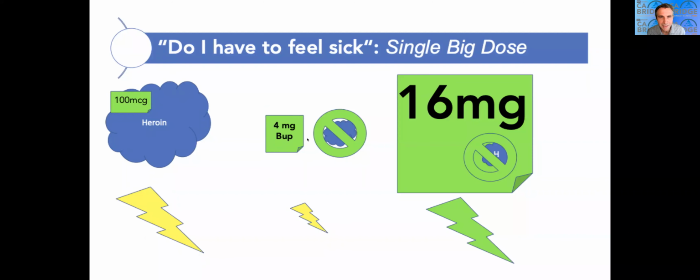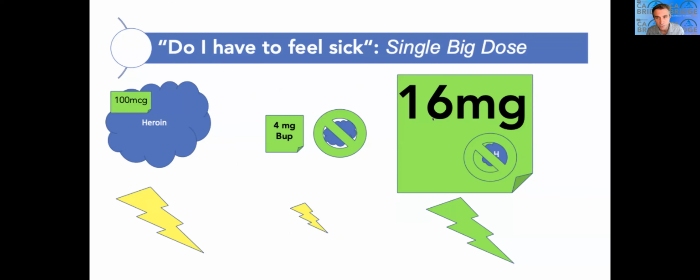If you give them this middling dose, like this 4 milligrams, to someone who's got a little bit of heroin but not a lot, all it does is cancel out the agonist, the fentanyl, the heroin, but it doesn't provide a replacement signal. So this is the zone where we're seeing most of the precipitated withdrawal, right?